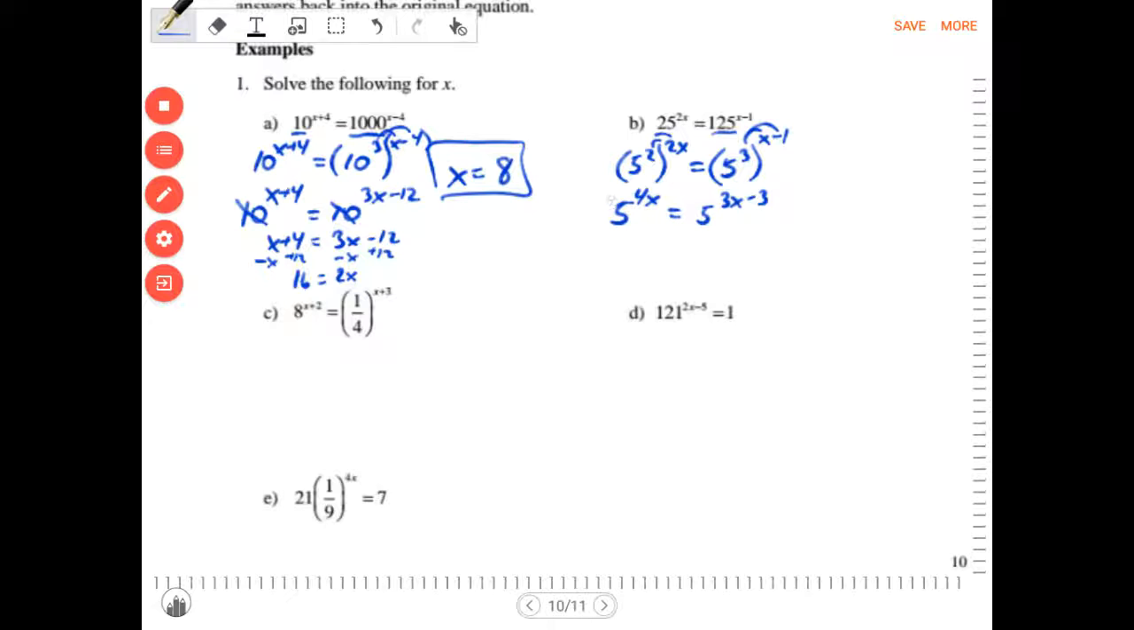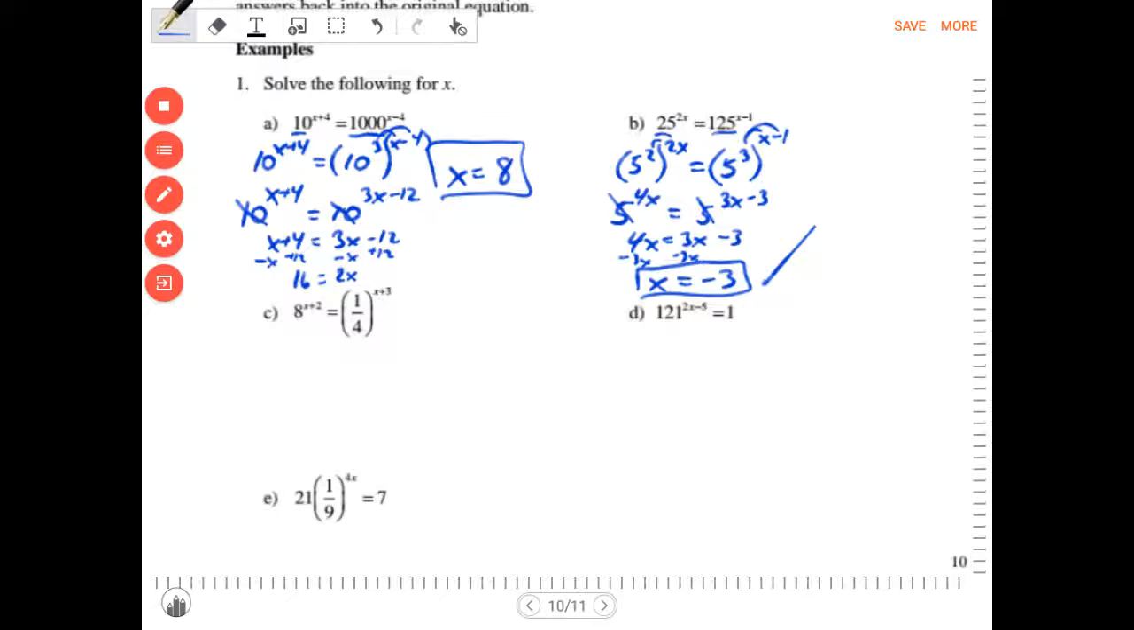Okay, now that the bases are the same, we can drop them. So then 4x equals 3x minus 3. So then, of course, minus 3x, minus 3x. So x equals negative 3. Okay, go ahead and verify that. Type that into the equation. Of course, you see that it is equal.